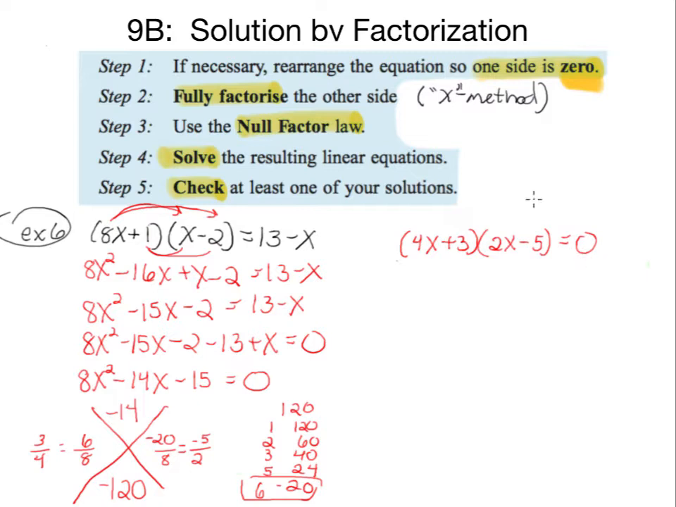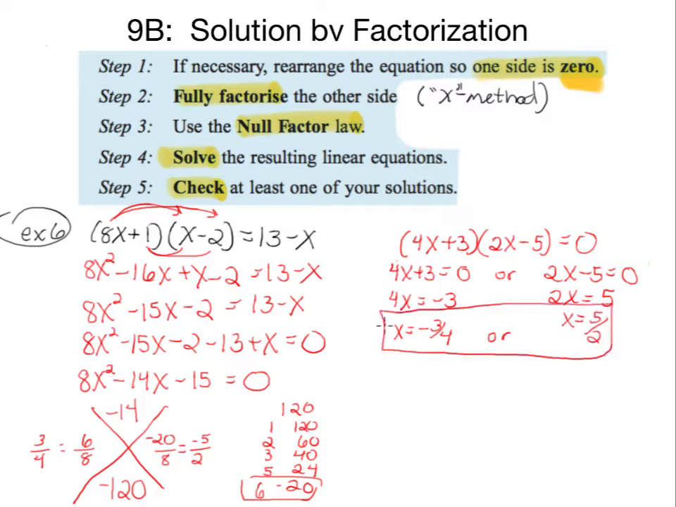Now using the null factor law, set each of these individual factors equal to 0 and use our inverse order of operations and isolate the x and get the x by itself. I get x is equal to -3/4 and x is equal to 5/2.